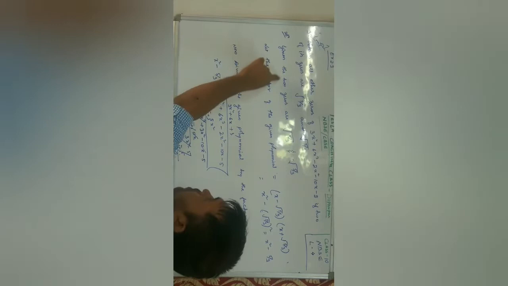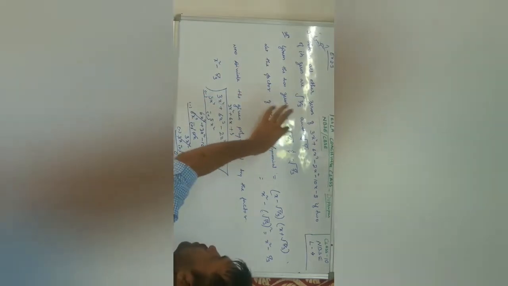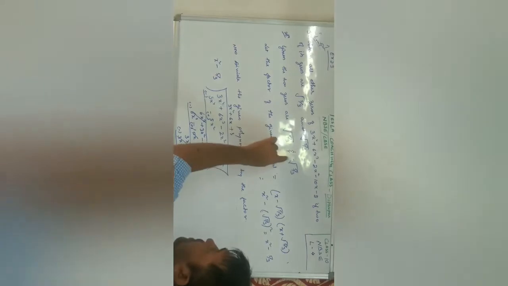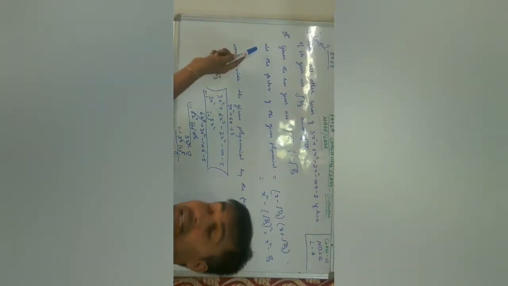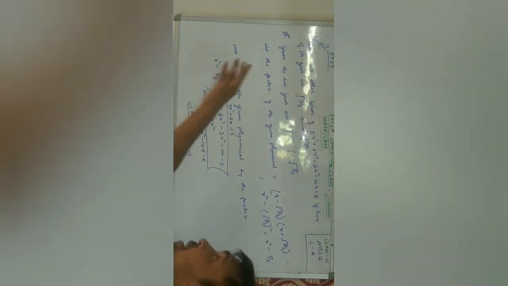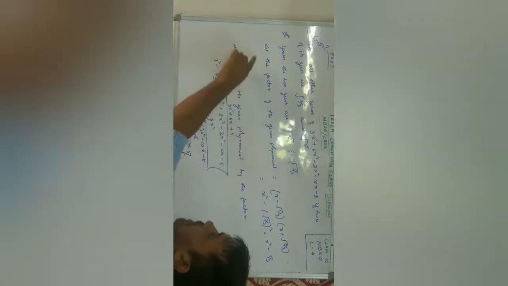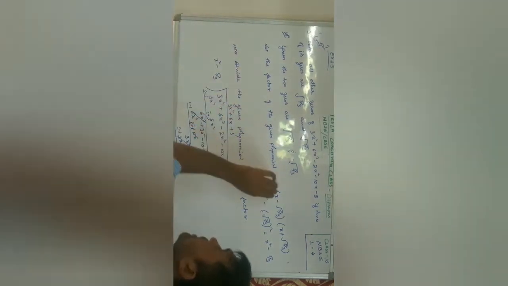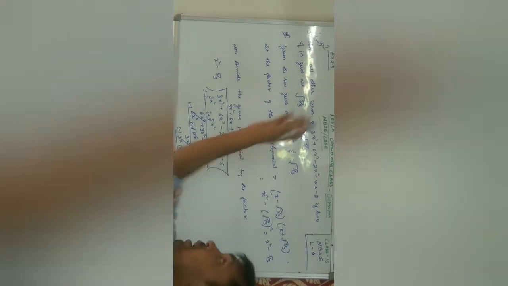To start with, how will we write? We will write: given the two zeros are root over 5 by 3, that is positive, and minus root over 5 by 3. These are the two zeros given. Now what are we going to do in the next step? Let the factor of the given polynomial be assumed. They have not given any factor; we are assuming it. We will follow this method with all this type of questions.